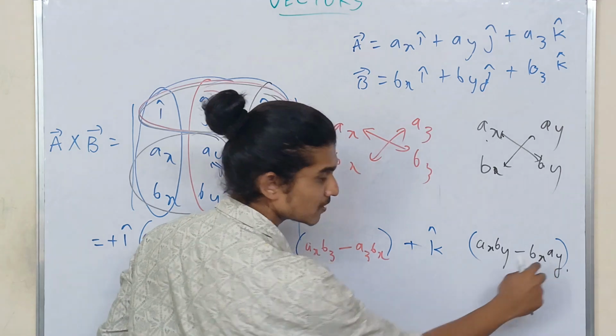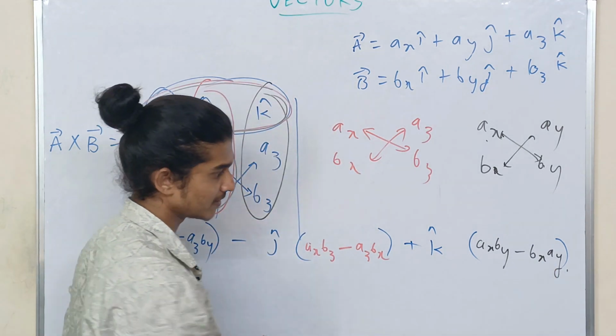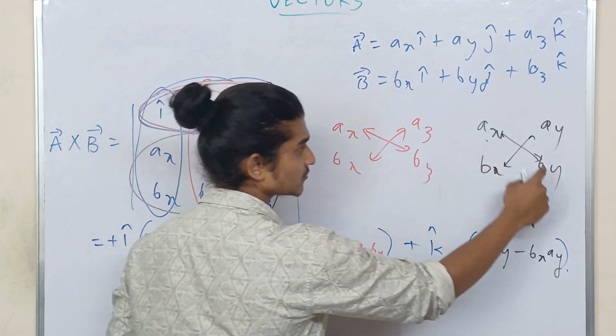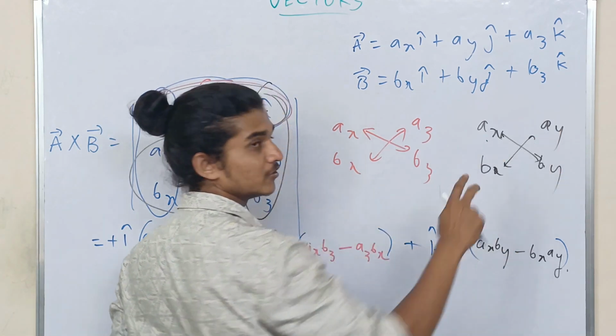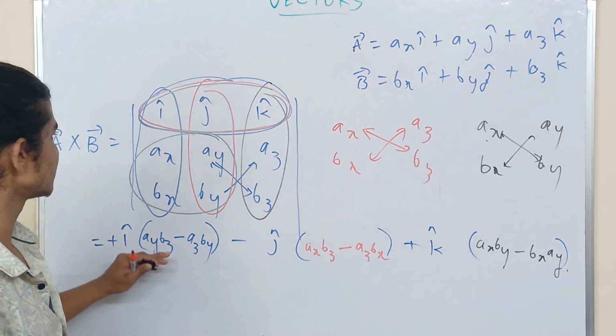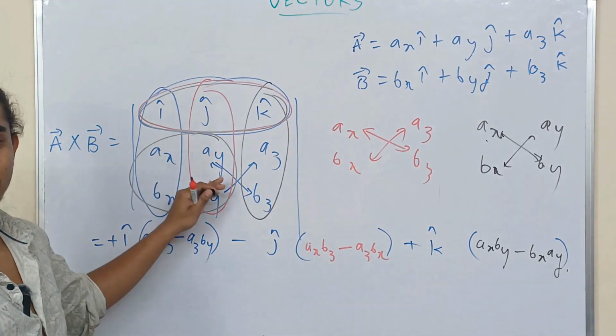Remember, the order of these two numbers doesn't matter because of the multiplication rule, whereas the order of these two numbers does matter. So make sure you multiply these two numbers first and subtract the product of these two numbers. If you reverse the order, the rule is not applied. So this is how you're going to find the determinant of this particular matrix.